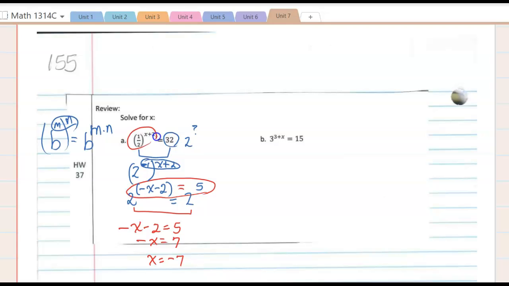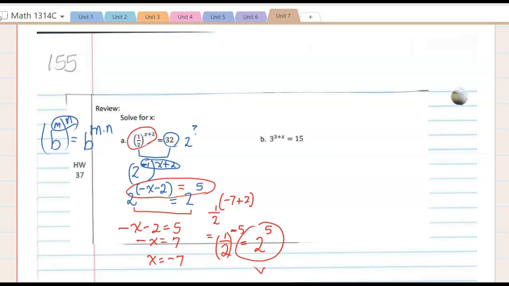If we plug it back into the original problem of 1/2 to the negative 7 plus 2 power, that's the same thing as 1/2 to the negative 5th power. Remember, the negative exponent means reciprocal, so that becomes a positive 2 instead of 1/2 to a positive 5 power, and that indeed does equal 32.